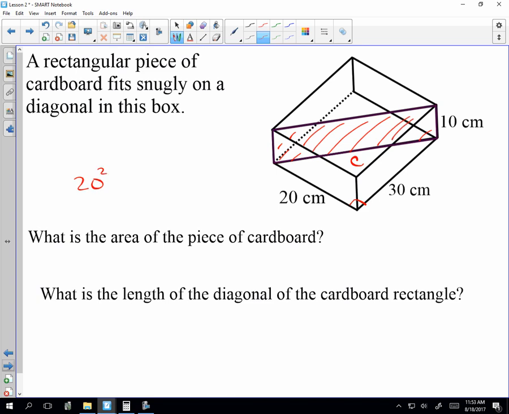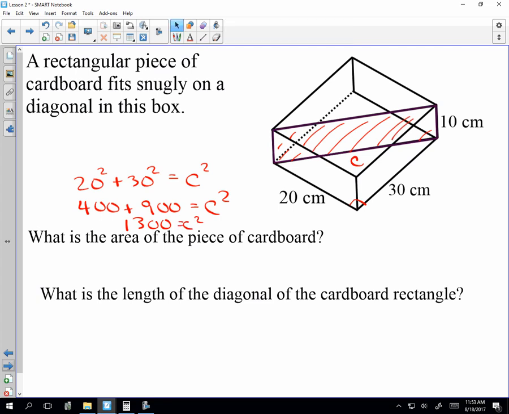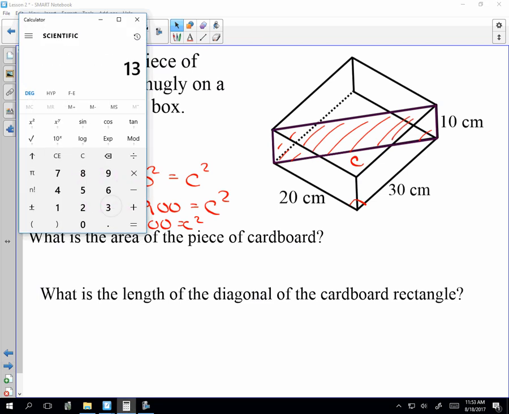So we have 20 squared plus 30 squared is going to equal that diagonal squared. So we have 400 plus 900 equals C squared. So we have 1300 equals C squared. And then we're just going to square root both sides to get that missing measurement. So we have the square root of 1300, 36.1 is our C value.